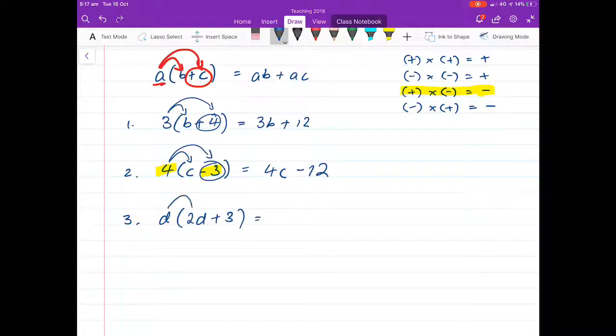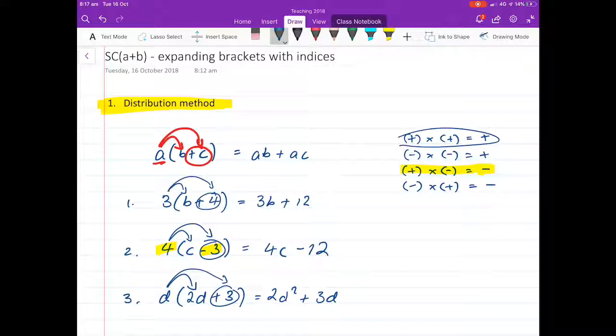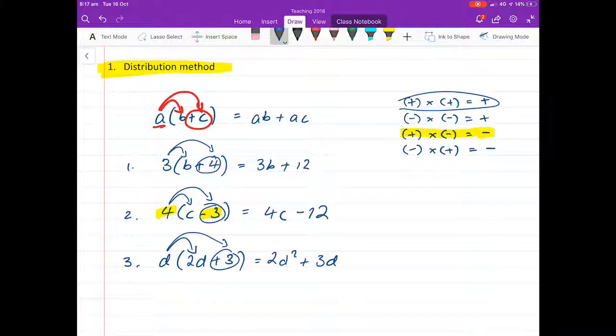So if we take D and multiply it by 2D, D times D, we know we've got D multiplied by itself twice, and we've got it multiplied by 2 as well. We then take the D and we multiply it by the positive 3. So a positive and a positive will get us a positive outcome. So we're going to add D times 3, or 3 times D, gives me 3D. So that's a little bit of a look at expanding brackets, guys, with indices in that question 3 there.